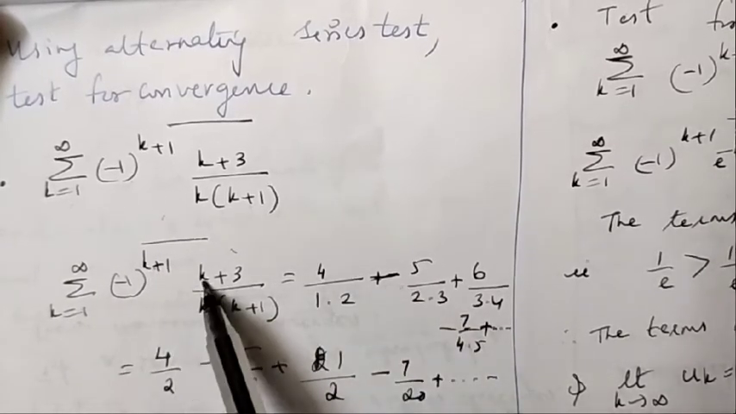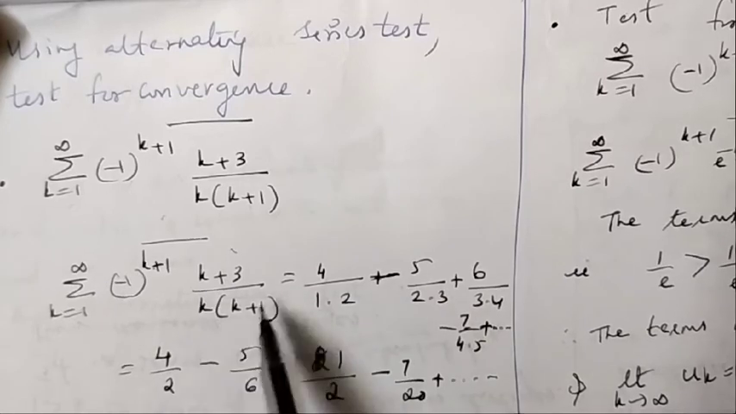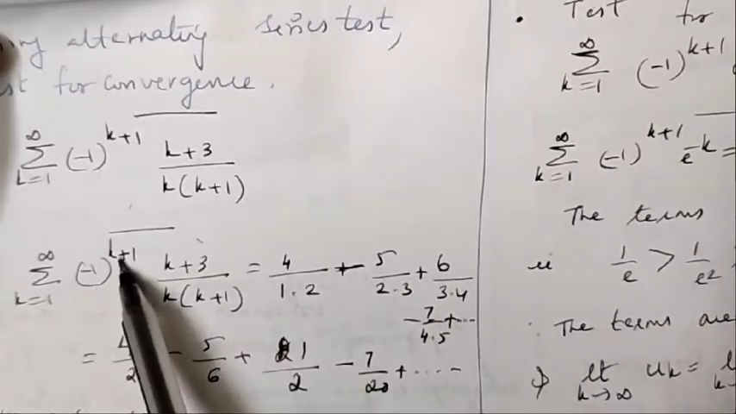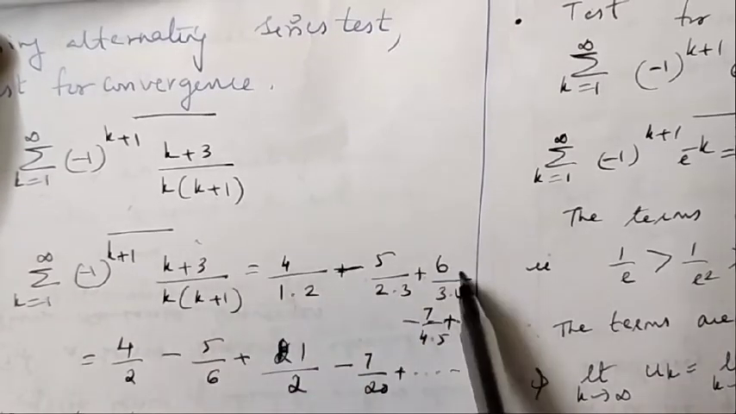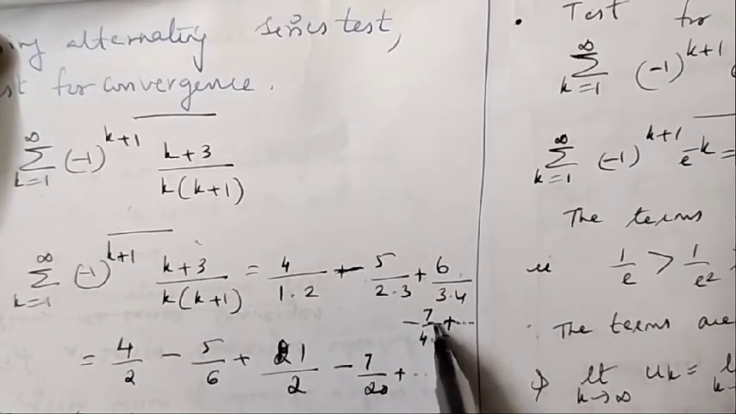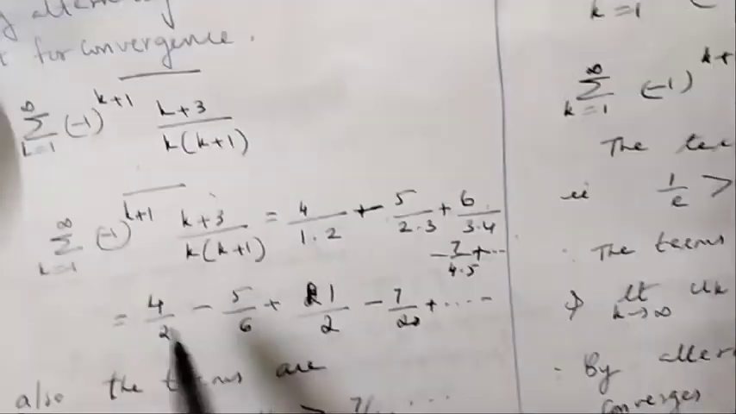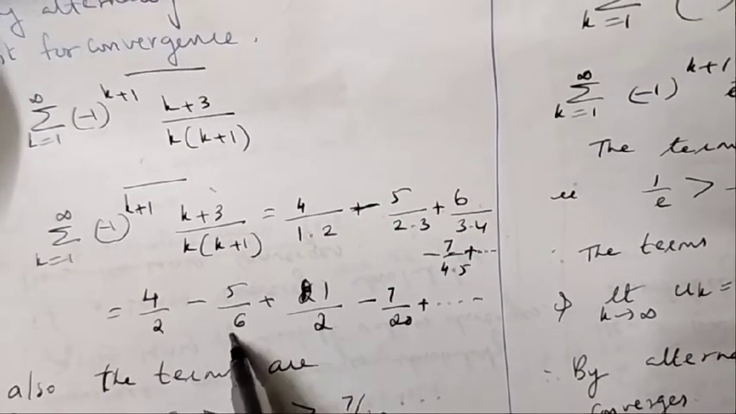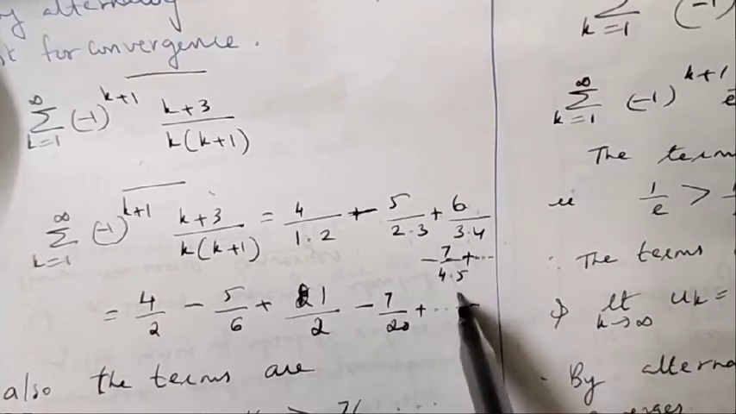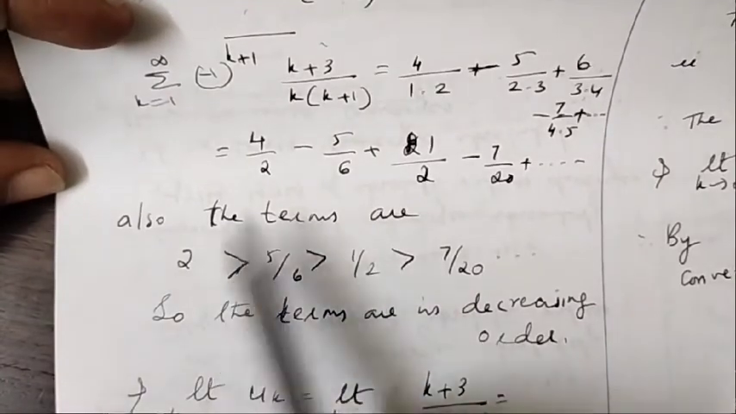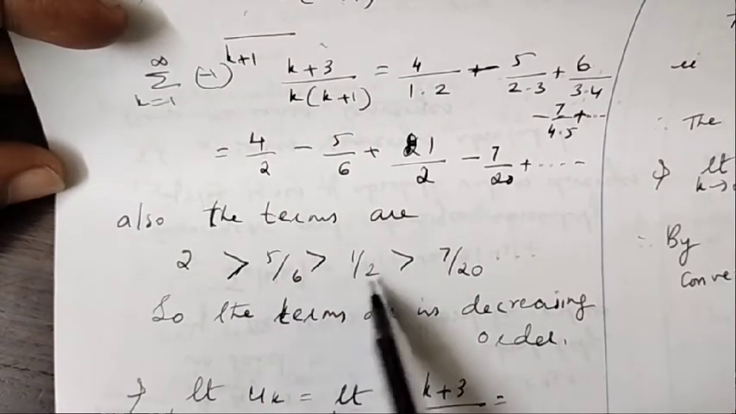If k is 2, (2+3)/(2·(2+1)) = 5/6. Next, if k is 3, 3+1 is 4, so it is positive, (3+3)/(3·4) = 6/12. So what about the terms? They are 4/2, 5/6, 1/2, 6/12 which is 1/2, 7/20, etc. So are they decreasing? 4/2 is 2, which is greater than 5/6, which is greater than 1/2, etc.